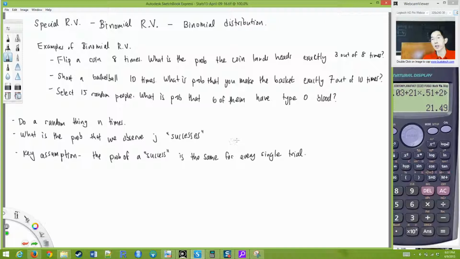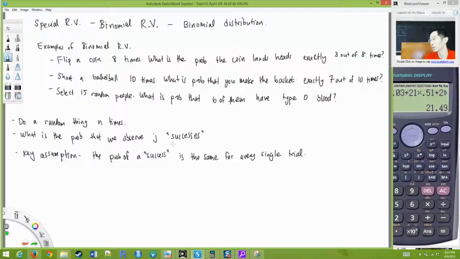With the blood type example, we're going to assume that the general population is about 45% type O blood. If I pick a person at random, what's the probability that this person has type O blood? It should be 45%. And if I pick another person at random, the probability should also be around 45%. As long as I'm not picking people in the same family or things like that, the probability that someone has type O blood should be around 45% every single time. So that key assumption is met, and it fits the form of doing a random thing n times and asking the probability that we get j successes.